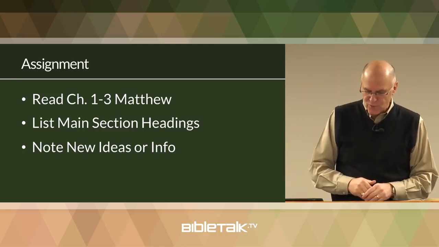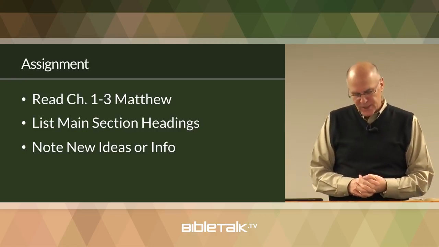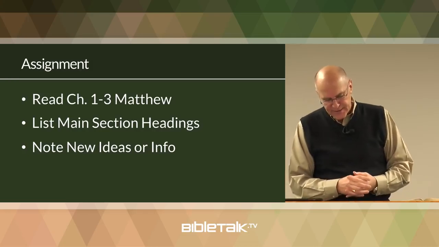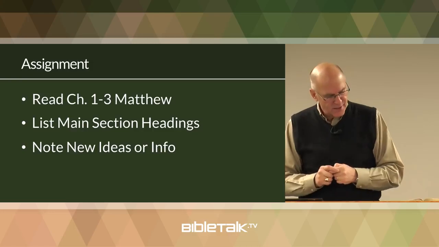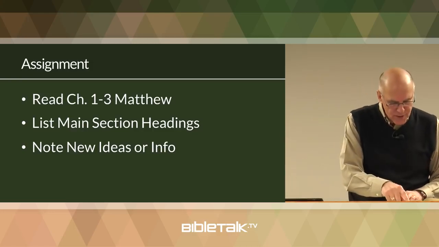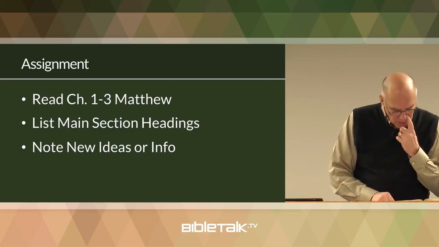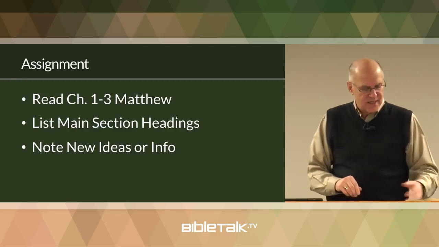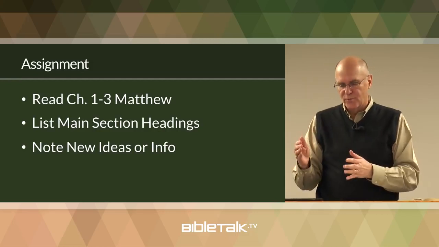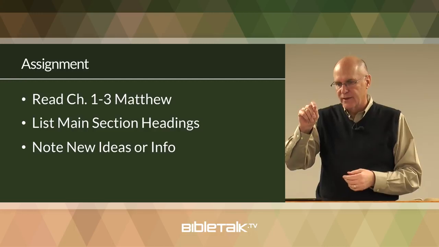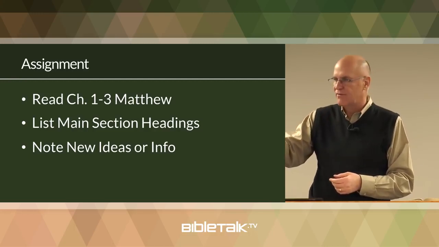So here's the assignment, this is a class, I want you to learn something, okay? So read chapters 1 to 3, that's not a huge task. But I want you to get a notebook and I want you to write down two things. One, main section titles. In other words, in Matthew chapter 1, if you begin reading in chapter 1, verses 2 all the way down to verse 17 is just the genealogy. So as you read that, in your notebook, just put Matthew 1 and then just put a bullet and put genealogy verses 2 to 17.